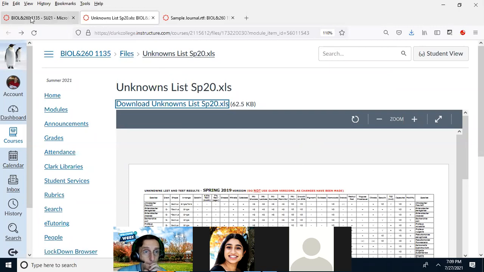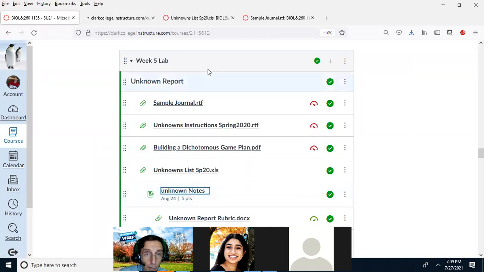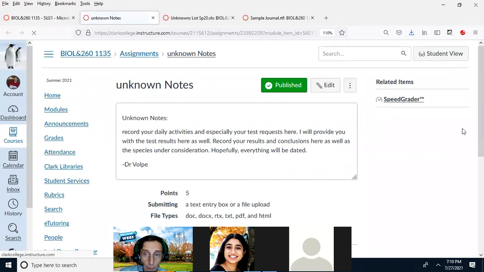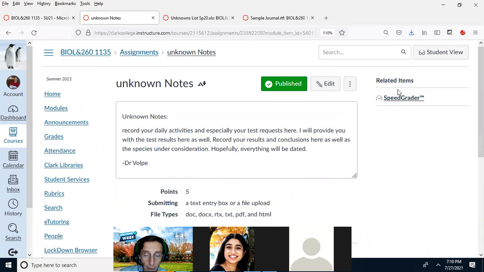Let's back up. The unknown notes is someplace where you will put all of your information. That will be all of your notes, and you'll have a link here to upload a page. You'll upload a document, and in that document you'll have your notes that should include your observation, the cell was round, and then your conclusion, the cell is a coccus.